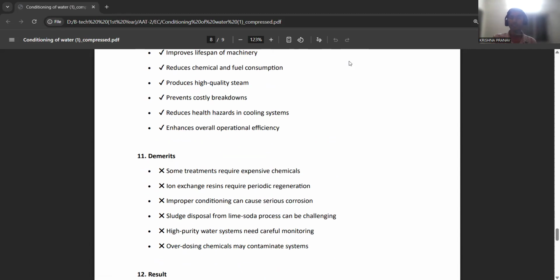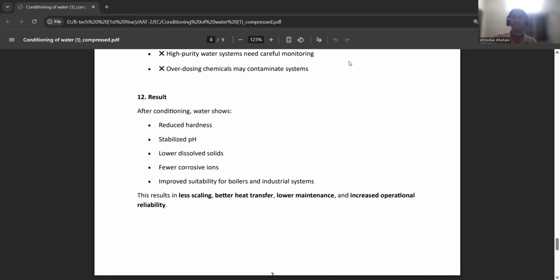Demerits. Some treatments require expensive chemicals. Ion exchange resins require periodic regeneration. Improper conditioning can cause serious corrosion. Sludge disposal from the lime soda process can be challenging. High purity water systems need careful monitoring. Overdosing chemicals may contaminate systems.